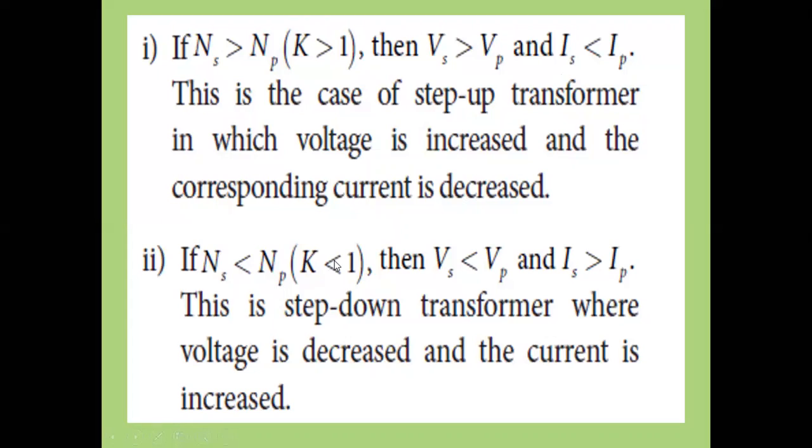If the number of turns in the secondary is less than the number of turns in the primary, then the K value is less than 1. Voltage in the secondary will be less than the voltage in the primary. Current will be greater in the secondary than in the primary. In this case, voltage is decreased and current is increased. This is the case of a step-down transformer. This is how we differentiate the step-up and the step-down transformer.